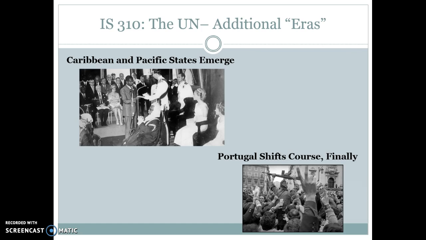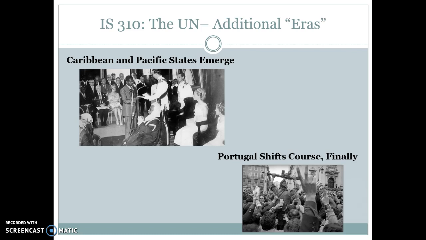Kitts and Nevis weren't really envisioned to become independent. This is a picture here in the top left of the Guianan independence movement. They are physically, along with Suriname, located on the South American continent, but they're treated as Caribbean states because they come of age at the same time as those Caribbean states.